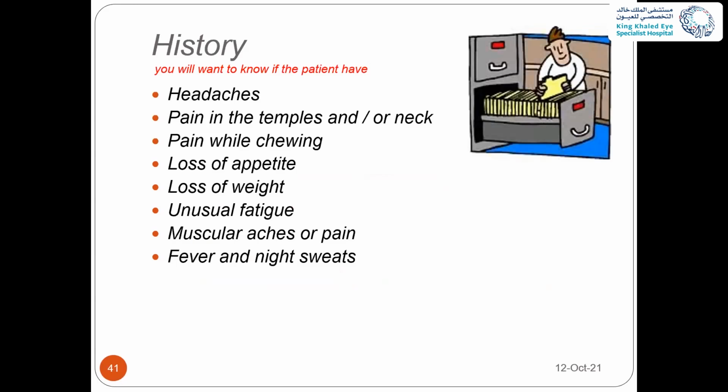You want to know if the patient has headache, pain in the temporal area or in the neck, pain while chewing, any loss of appetite, loss of weight, unusual fatigue, muscle ache or pain, fever, and night sweating. You have to ask the patient. The patient will not volunteer to tell you about these things. Why are you asking these things? Because these are the symptoms of temporal arteritis.